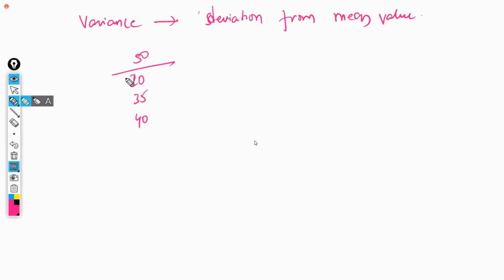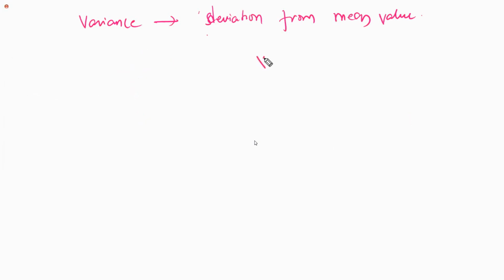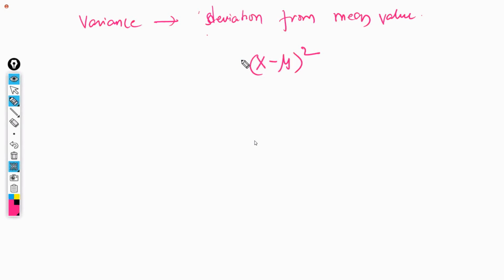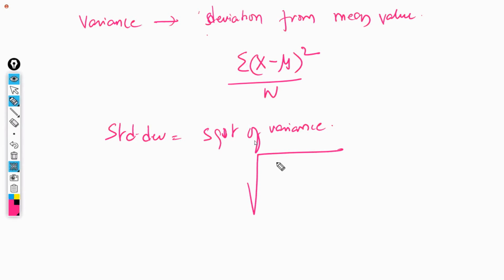How do you say it for the entire data? When there are multiple values and you want to express them by a single value, you always have to take the mean. So for the deviations also, you apply the mean. First you take the deviation. After the deviation, you apply the square and the mean to that. That is called the variance formula. Standard deviation is nothing but the square root of variance: square root of the mean of (x minus mu) whole square, divided by n.